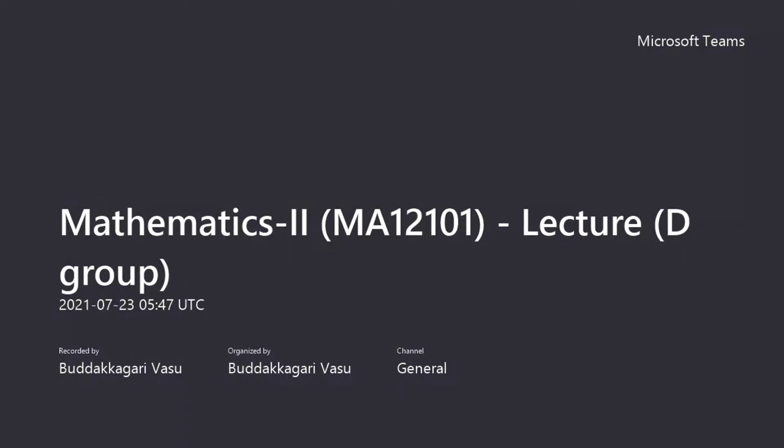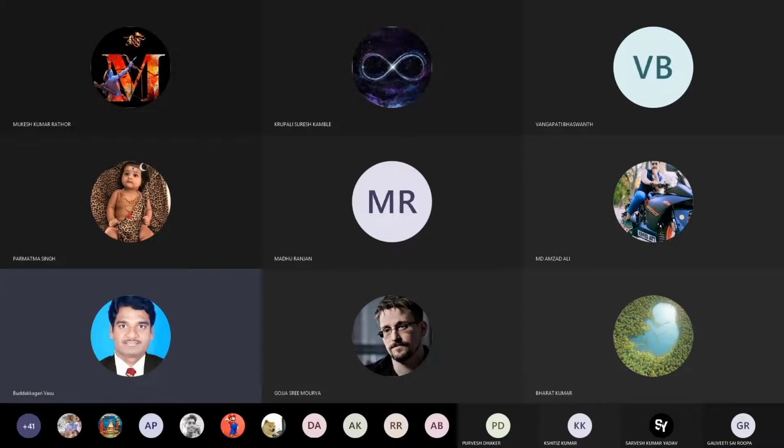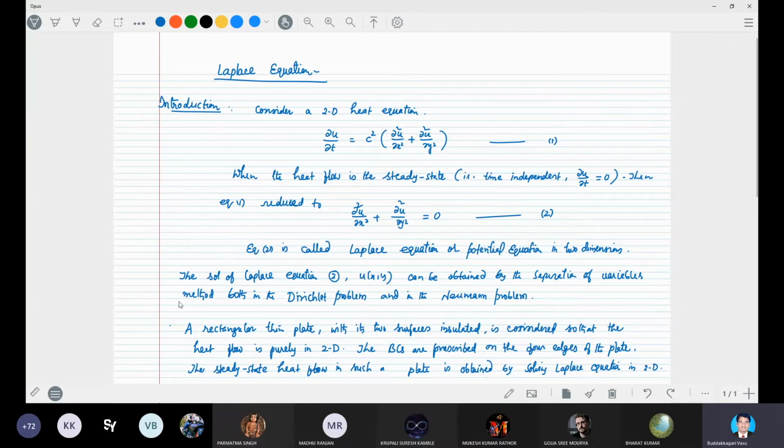In the previous class we saw the wave equation. Now we go into the last one, which is the Laplace equation. We can consider the heat equation in two dimensions, which is given by ∂u/∂t = c² (∂²u/∂x² + ∂²u/∂y²).